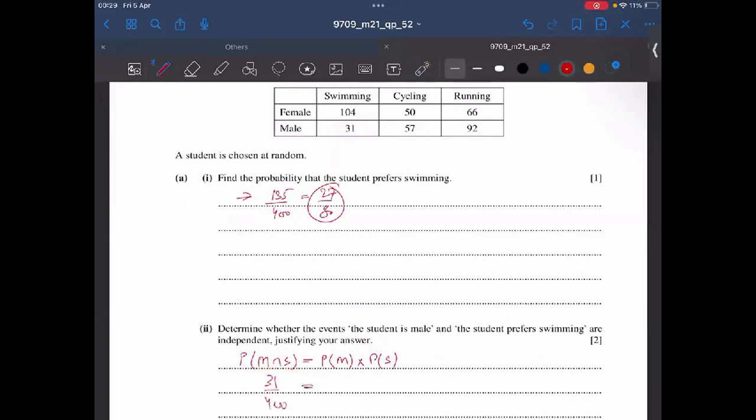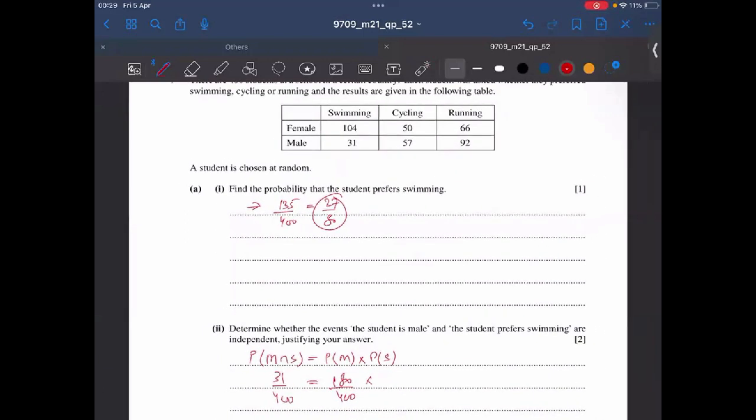What's the probability that a student is male? That's going to be 31 plus 57 plus 92. How much is that going to be? 92 plus 57 plus 31, 180 over 400. And what is the probability that the student prefers swimming? Just a second. Let me tell you. 80.